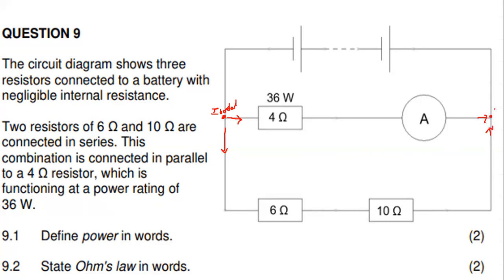So from that point, I also have the total current. So at this point, I have the total current. These two, although they are in series, they are just in series to each other. But this entire combination is in parallel to that one. So this line is parallel to that one.